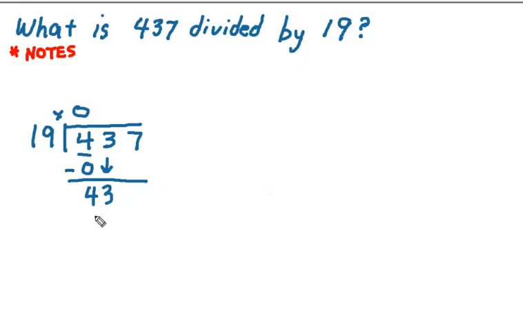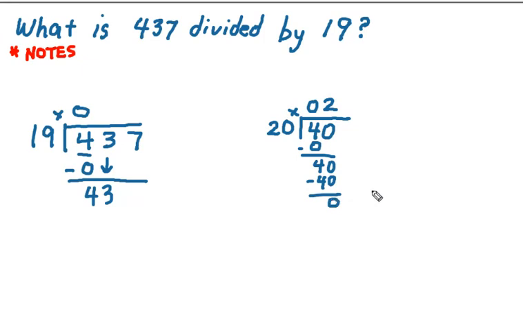So what is 43 divided by 19? Now we could estimate. Let's assume that instead of 19, we had 20, and instead of 43, we had 40. So if we divided this, we know this is about 2, because 20 goes into 40 two times, 20 times 2 is 40, and that is 0. So we can estimate that this is 2.